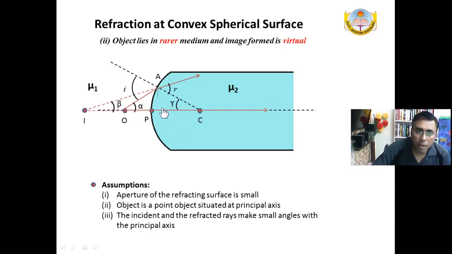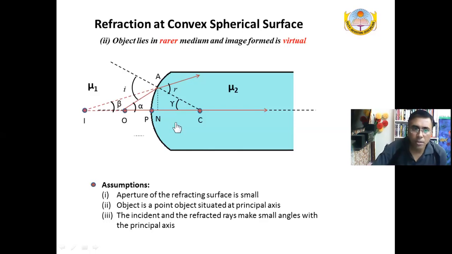Now from A, I drop a perpendicular onto the principal axis, and this perpendicular meets at point N. Okay, again, this P and N will be lying very, very close to each other. Now this basically completes your ray diagram.